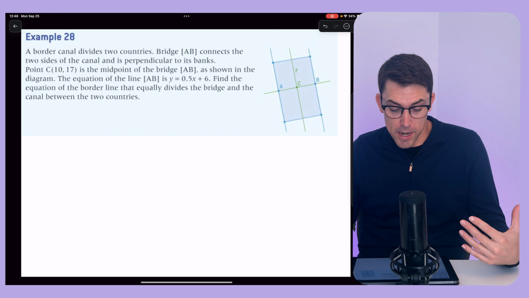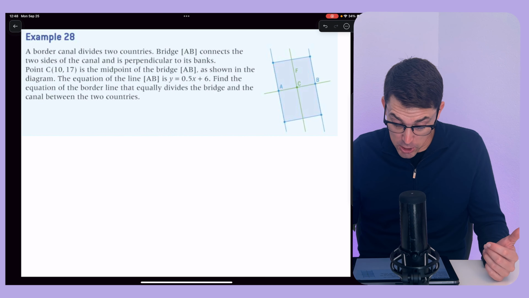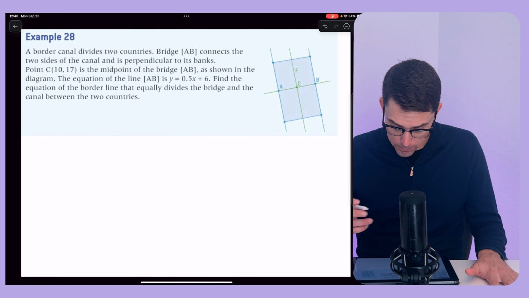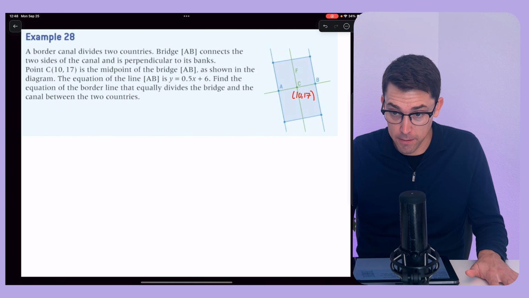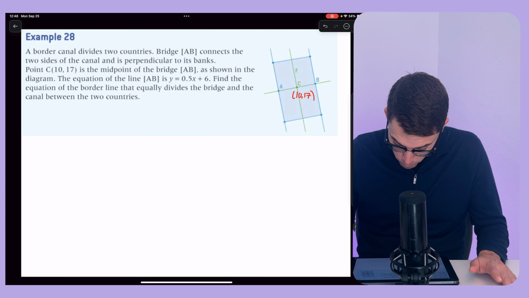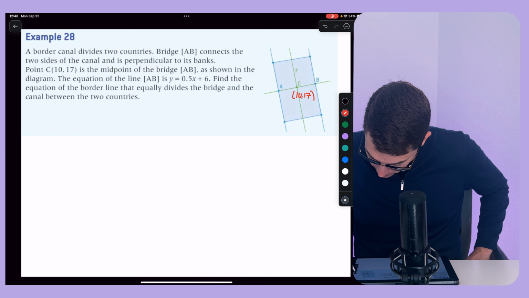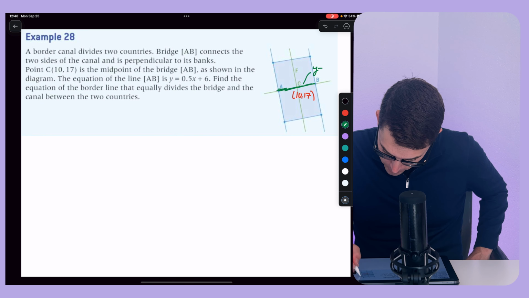All right, so let's say a border canal is going to divide two countries. Now let's say that bridge AB is going to connect two sides of the canal, and it's perpendicular to its banks. Now, point C, and I'm given 10, 17, so I'll go ahead and write that one in, is the midpoint of the bridge AB. Okay, that's the midpoint, great. And then the equation of AB is y equals 0.5x plus 6. So this right here, I'll go ahead and I'll label as y equals 0.5x plus 6.